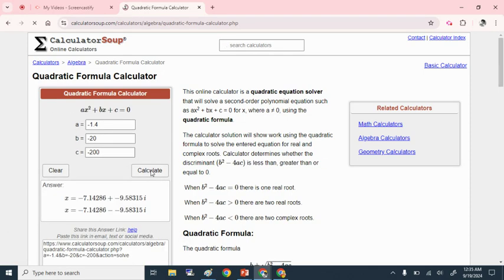And if I hit calculate, whoa, what happened? Oh wait, hold on. A is not negative. A is 1.4, excuse me. So don't be whack like me. Make sure you punch in your coefficients properly. As you can see, signs matter.